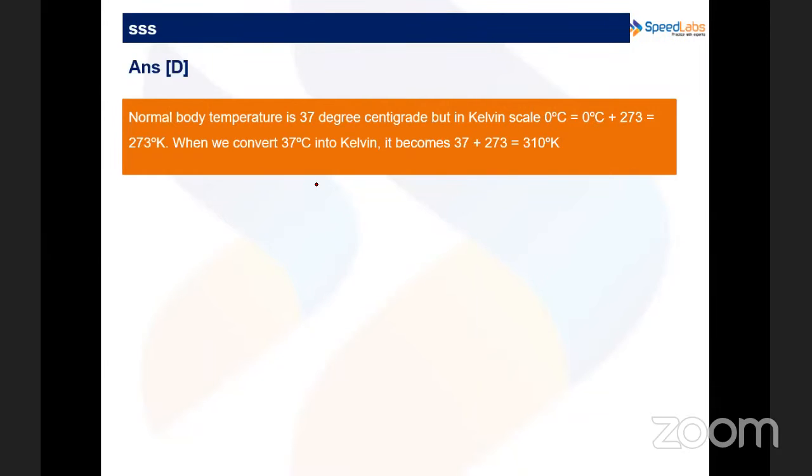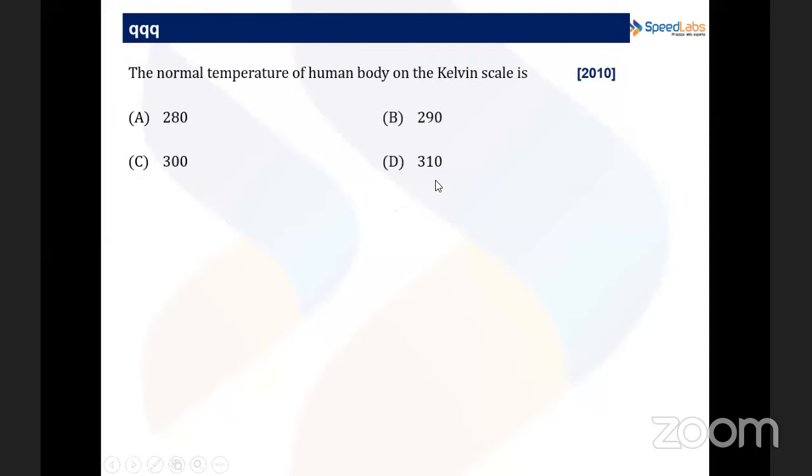So the normal temperature is 37 degrees Celsius, as you all know. So how to calculate it in Kelvin scale? Just add 273 to it. What you get? 310. So 310 Kelvin is the correct answer of normal human body temperature. Hence option D is the correct answer.